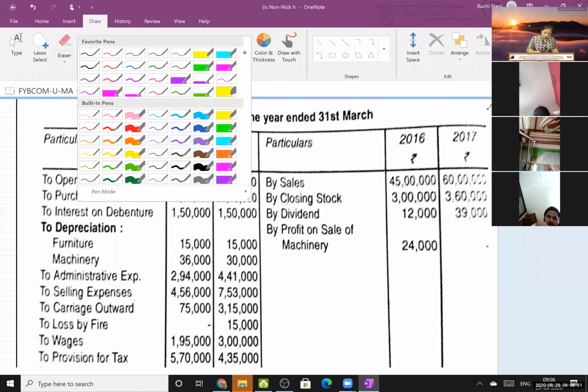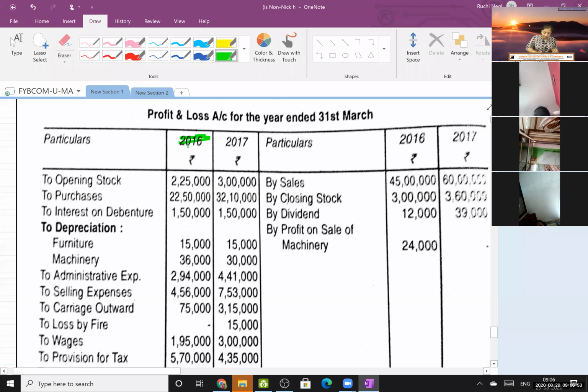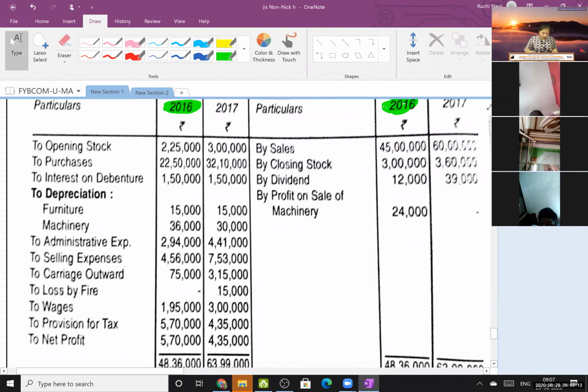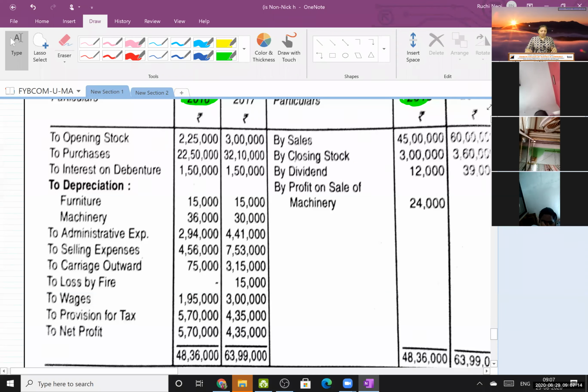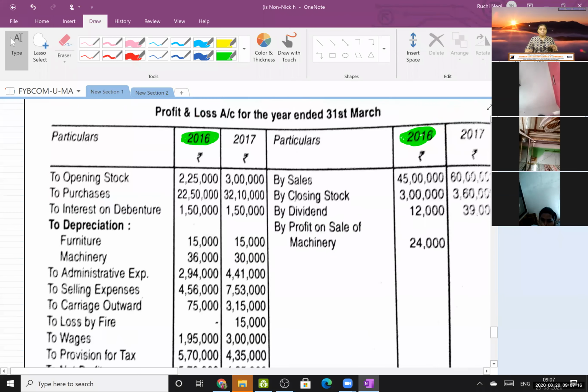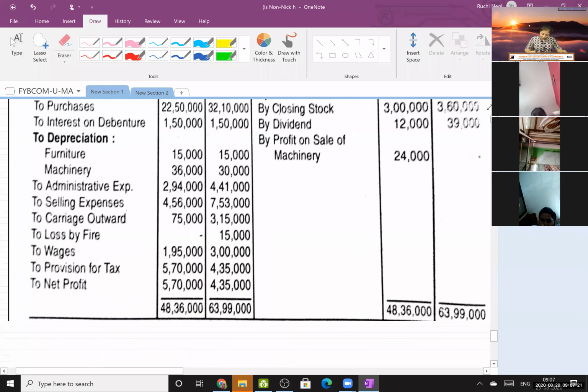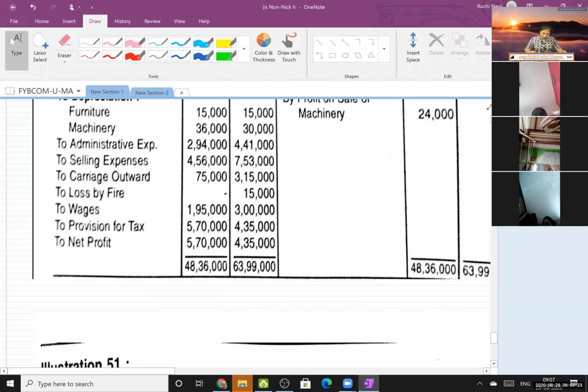So base year ko I generally highlight with green. So 2016 is my base year. Debit side and the credit side, which I will convert into a vertical statement. And 2017 is my next year. Okay. So ये है opening stock, purchases, interest. I mean P&L बोला तो trading P&L साथ में होता है.